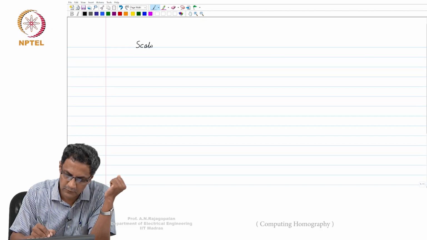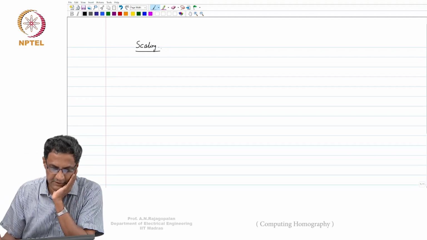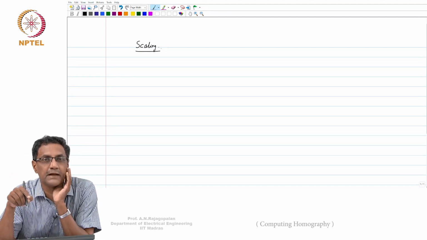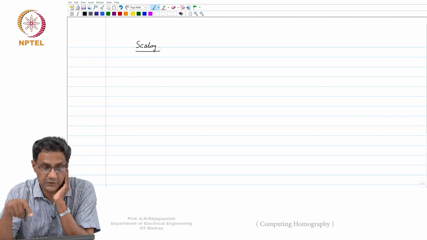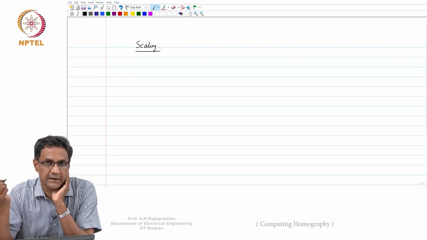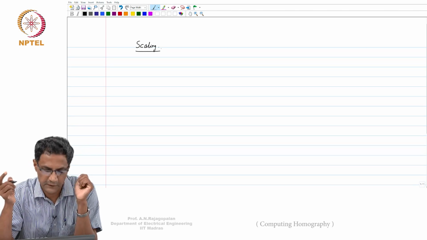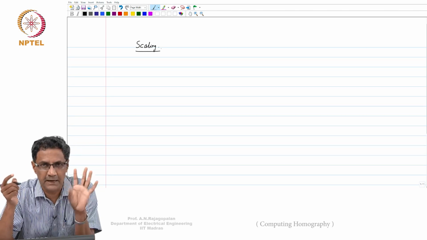So let us talk about scaling. What this actually means is that we have to be able to show that those equations that you saw earlier, xt is equal to a times xs and yt is equal to a times ys, right? That was the notation that we had used. So we had assumed that there is some a.